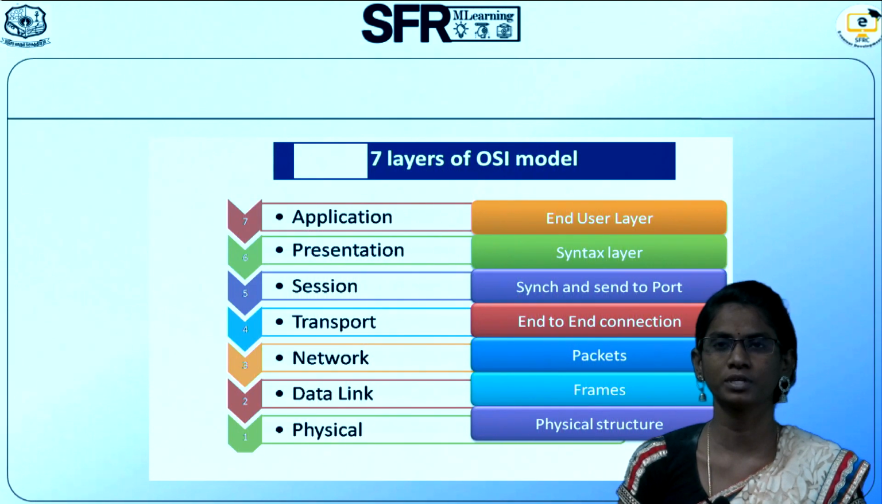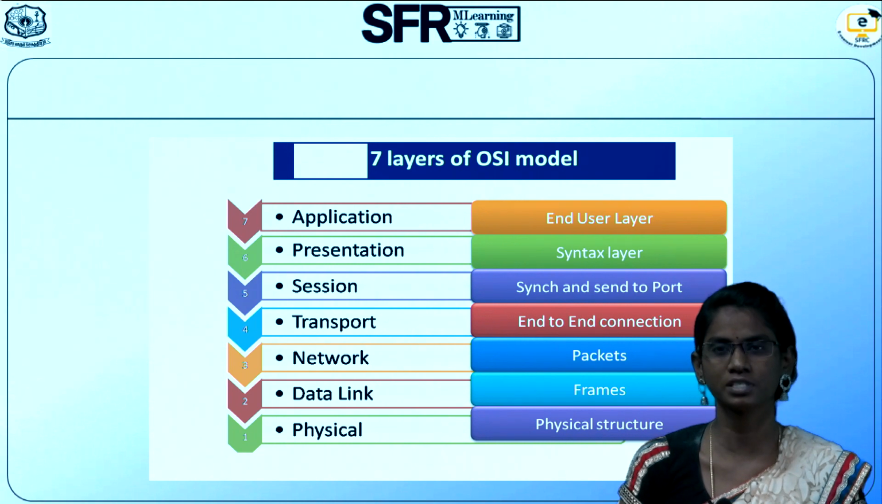The topmost is the application layer, and next are presentation, session, transport, network, data link, and physical layers. Each layer communicates with its adjacent layers. That means the application layer connects with the presentation layer, presentation connects with the session layer, session communicates with the transport layer, transport communicates with the network layer, network communicates with the data link layer, and data link communicates with the physical layer. Each layer contains some functions.